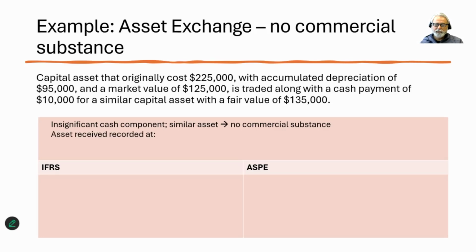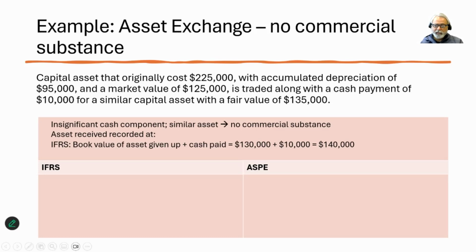So here now the asset received gets recorded at, under IFRS, the book value of the asset given up. Remember, the asset given up has a book value of 225 minus 95. That's 130,000, plus the cash payment of $10,000. So the new asset received gets recorded at $140,000.